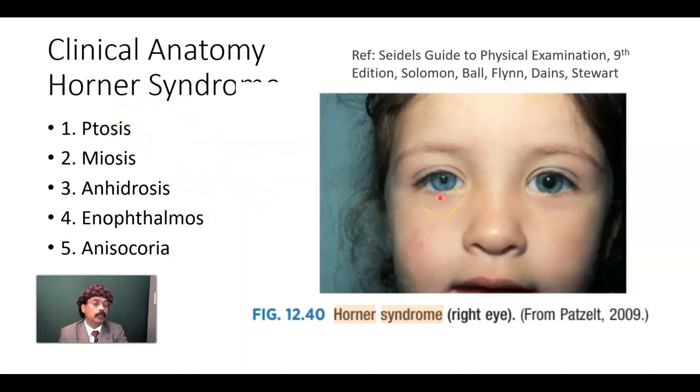It may be due to trauma in the neck, in the sympathetic passage to the head and neck. It may be congenital. It may be idiopathic. It may be due to lung cancer. For this girl, it is not lung cancer. It may be congenital. Okay, it may be some type of trauma in the head and neck region.